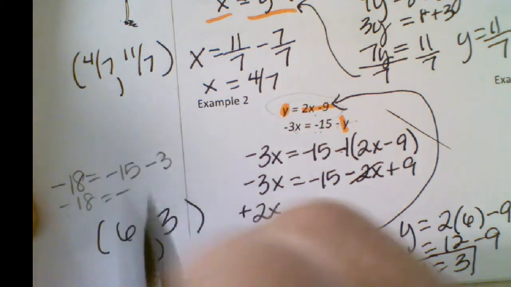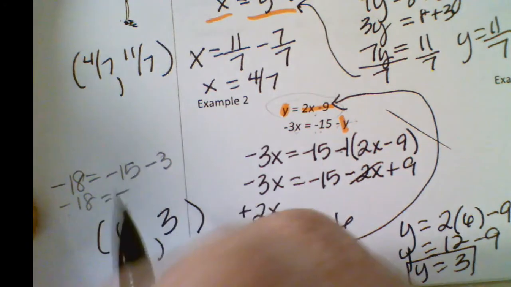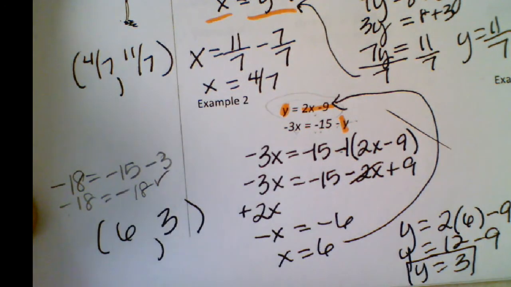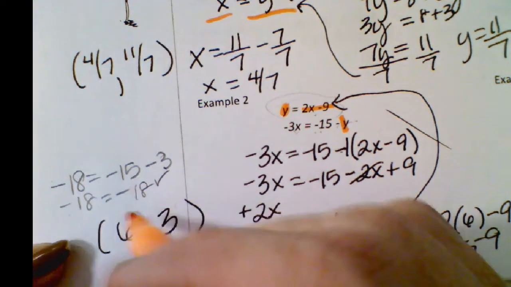What's negative 15? Negative 18. That's what I thought you said. Oh my goodness. I think it's time to go. All right. And that checks out. So 6, 3 will be our solution there.